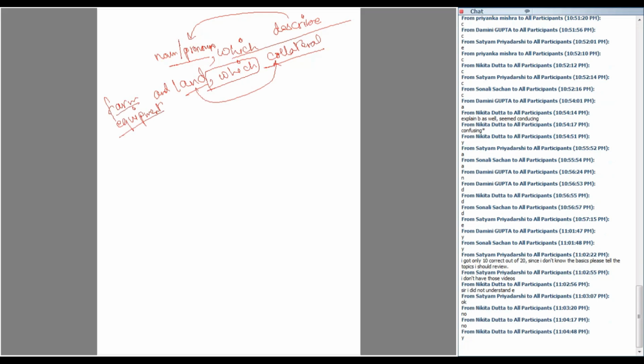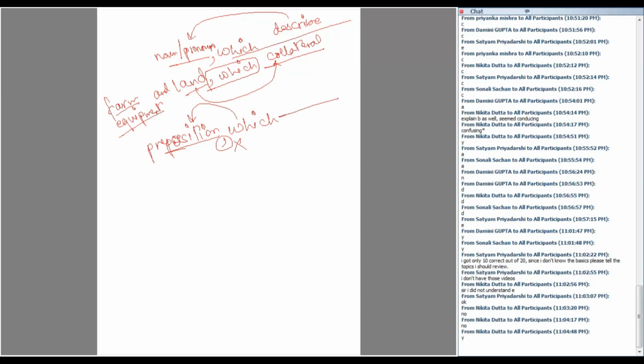Now, what is the exception to this rule? The exception is that when you use the word which, and before the word which there is a preposition, then this rule does not apply. This rule does not apply means you don't need a comma. Then whatever comes immediately before the which will not be described. But this happens when there's a preposition.